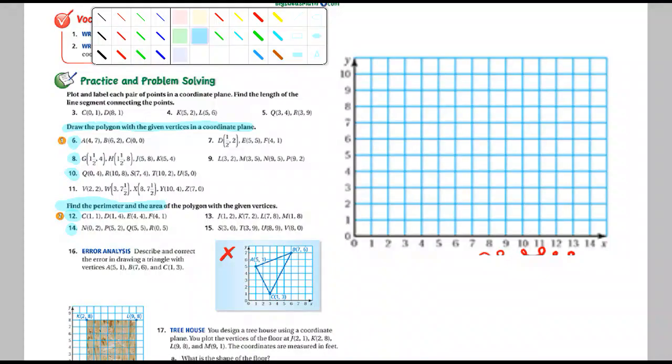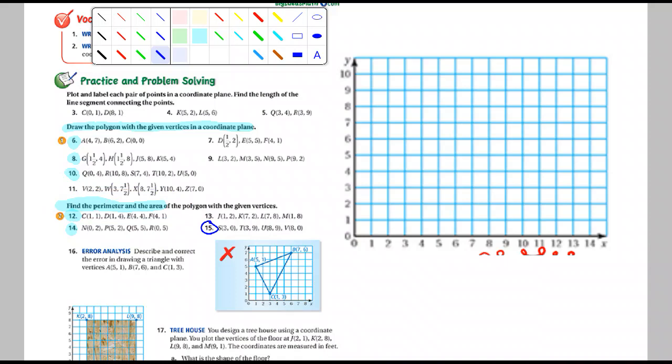Okay, so I'm gonna do number 15 right here as an example, where it says find the area and the perimeter. And it's not as hard as I thought they were going to make it. It looks like when they're asking for the perimeter, it's just for a square or a rectangle.